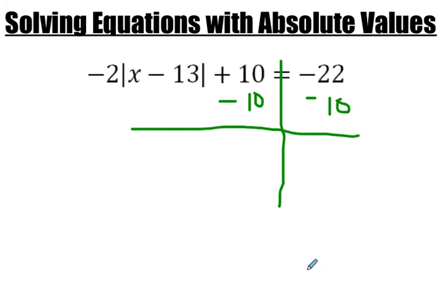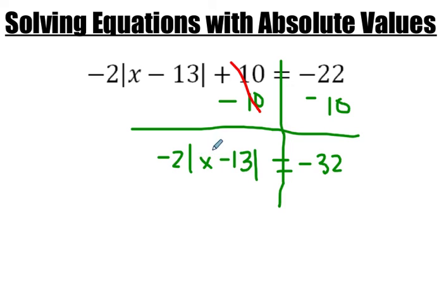So when I subtract 10, these are going to cancel out. That allows me to say that negative 2 times the absolute value of x minus 13 equals negative 22 minus 10 would be negative 32. And then I still have this negative 2 here to get rid of. Again, this is a multiplication situation, so I need to divide by negative 2 on both sides.